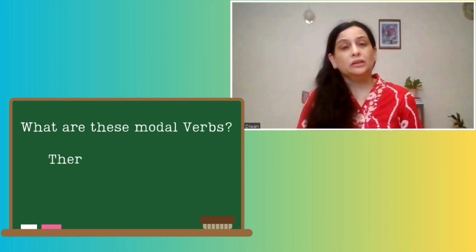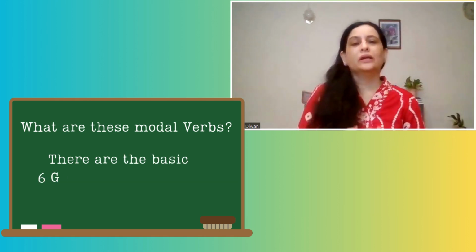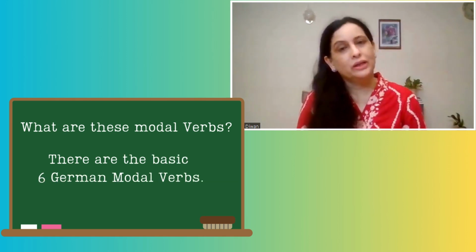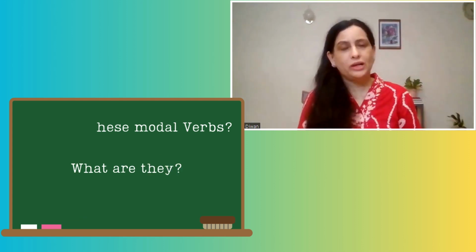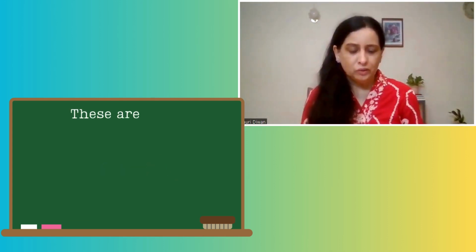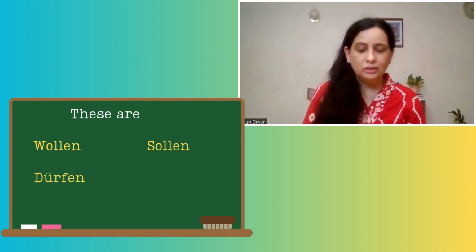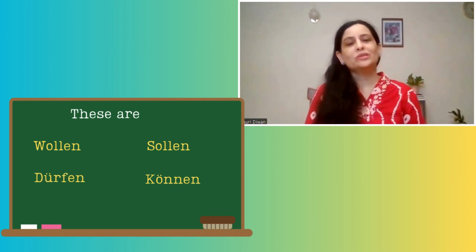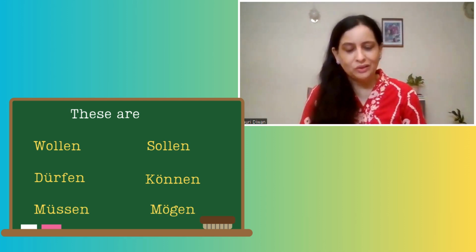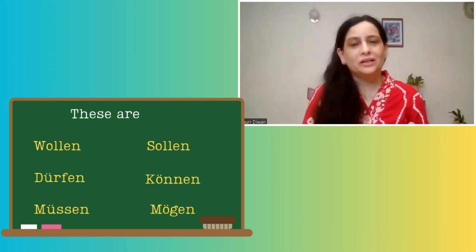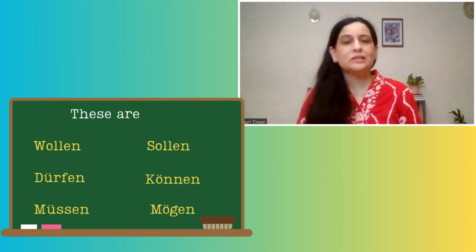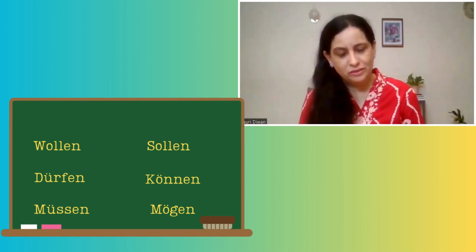Basically, there are 6 modal verbs in German grammar. So what are they? These are wollen, then sollen, then dürfen, können, müssen, and mögen. Okay. Now we'll see their meanings and then how they are used in sentences.